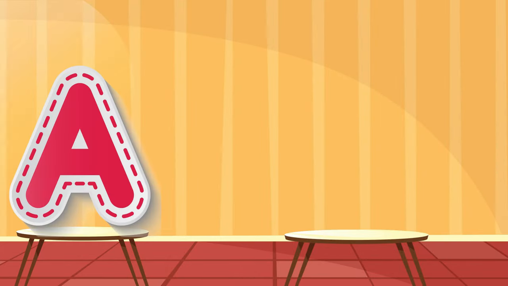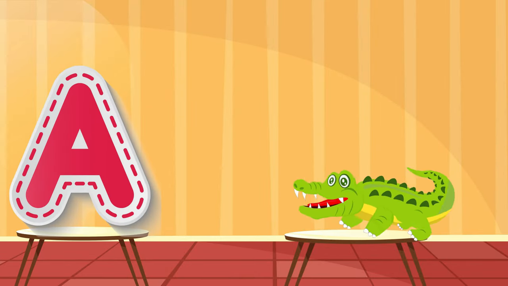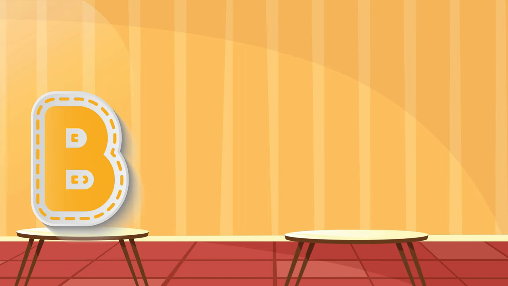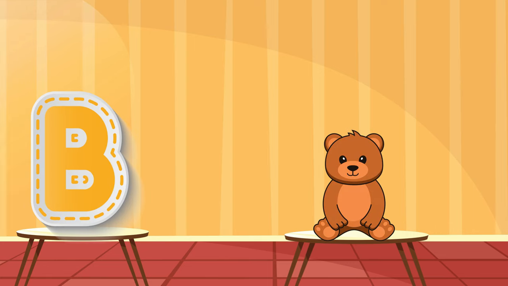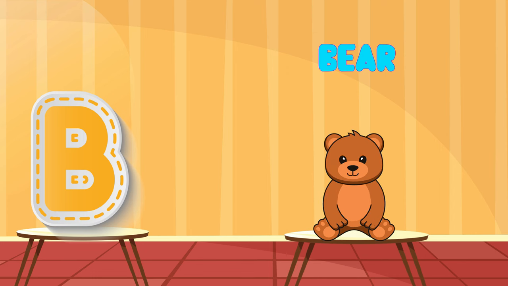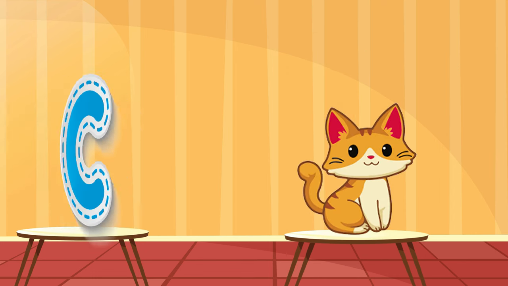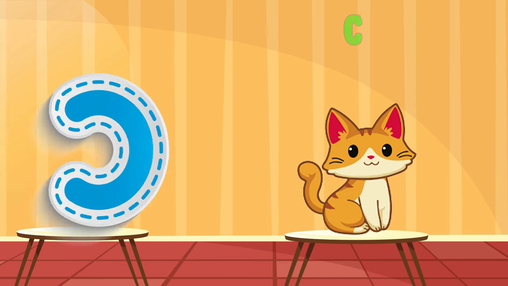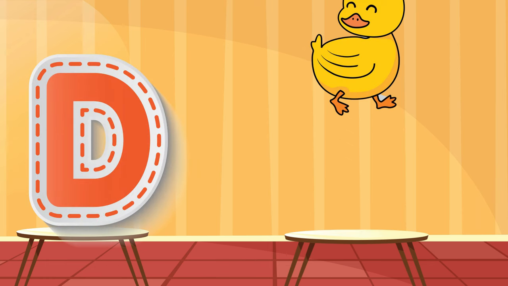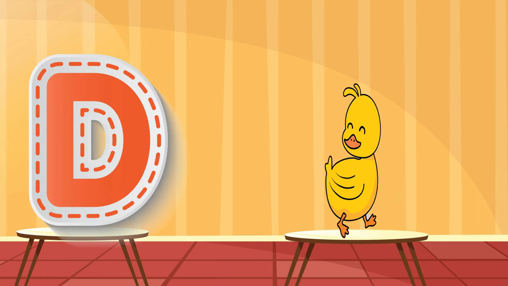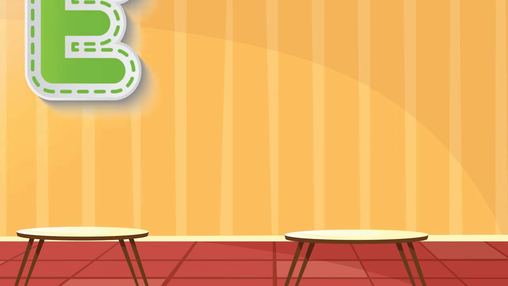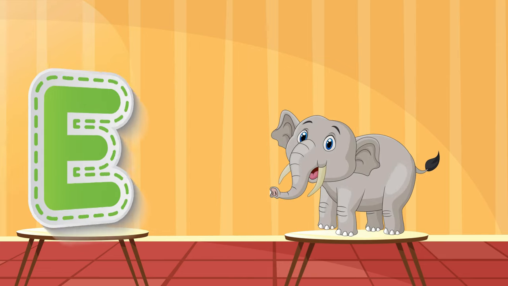A is for alligator. A, a, alligator. B is for bear. B, b, bear. E is for elephant. E, elephant.